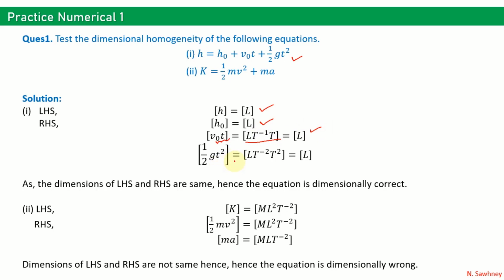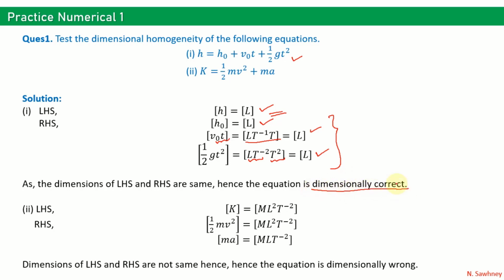And half g t square is expressed as g into t square, where g is acceleration due to gravity, which is L T raised to the power minus 2 and T square. So it will also lead to L. So if you view carefully, the left hand side and the right hand side terms are all having the same dimensions. So the above equation is dimensionally correct.